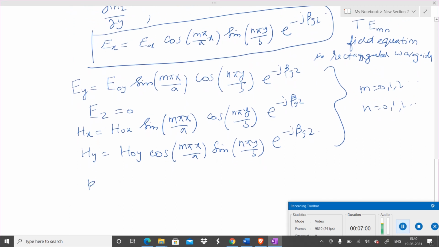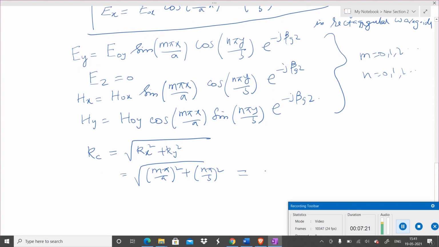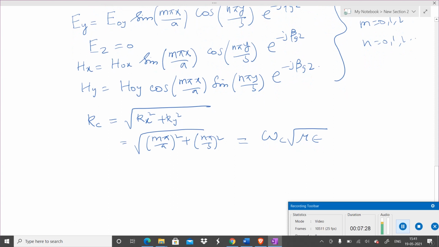We recall that we have the cutoff wave number Kc, which in previous lectures we defined as Kx square plus Ky square, where Kx and Ky are now (m pi by a) square plus (n pi by b) square. This Kc is also equal to omega c under root of mu epsilon. These relations we have derived. Go back and see them in the previous lectures, and from this we can get the cutoff frequency.